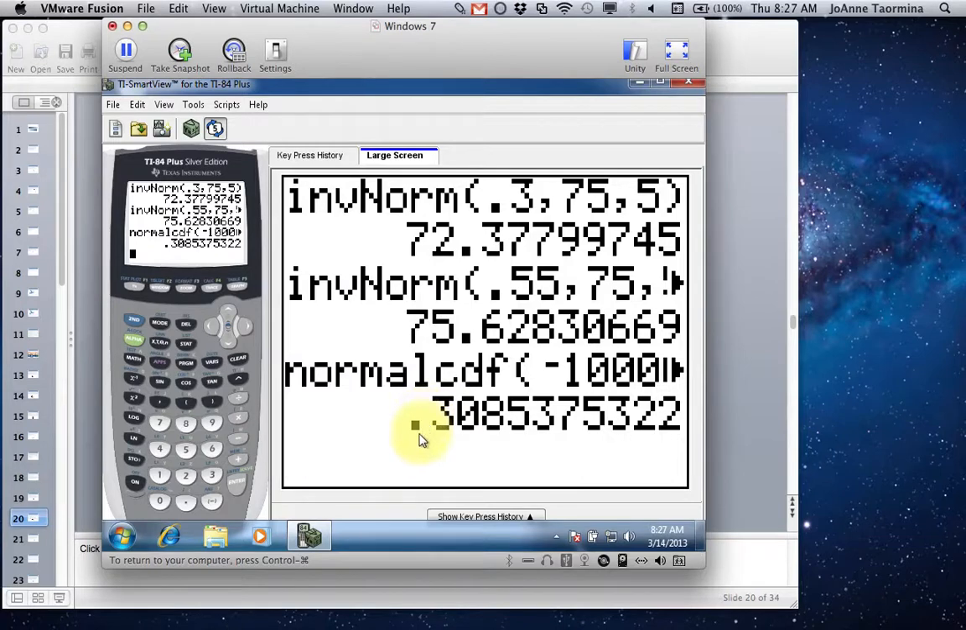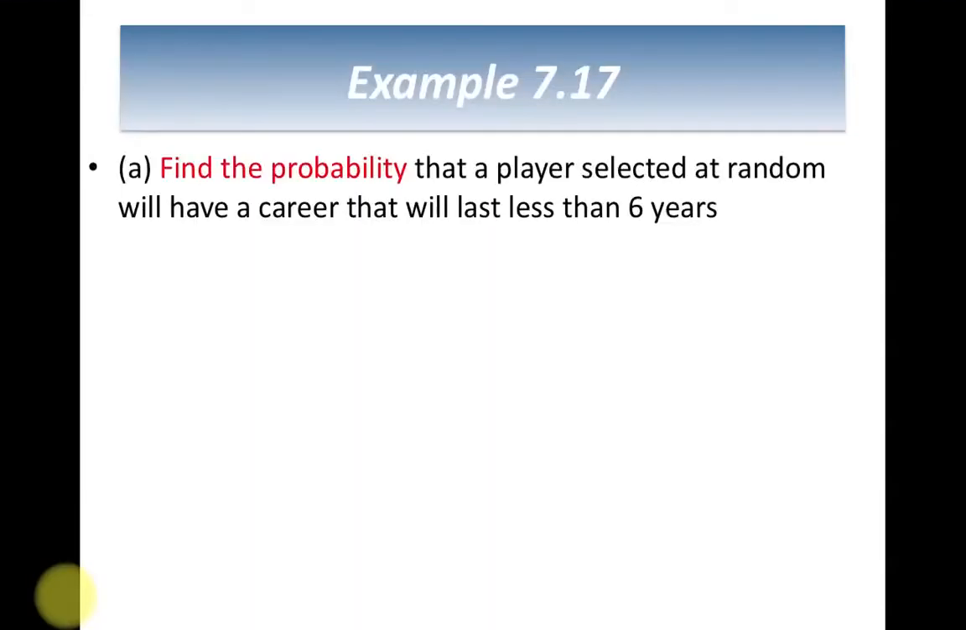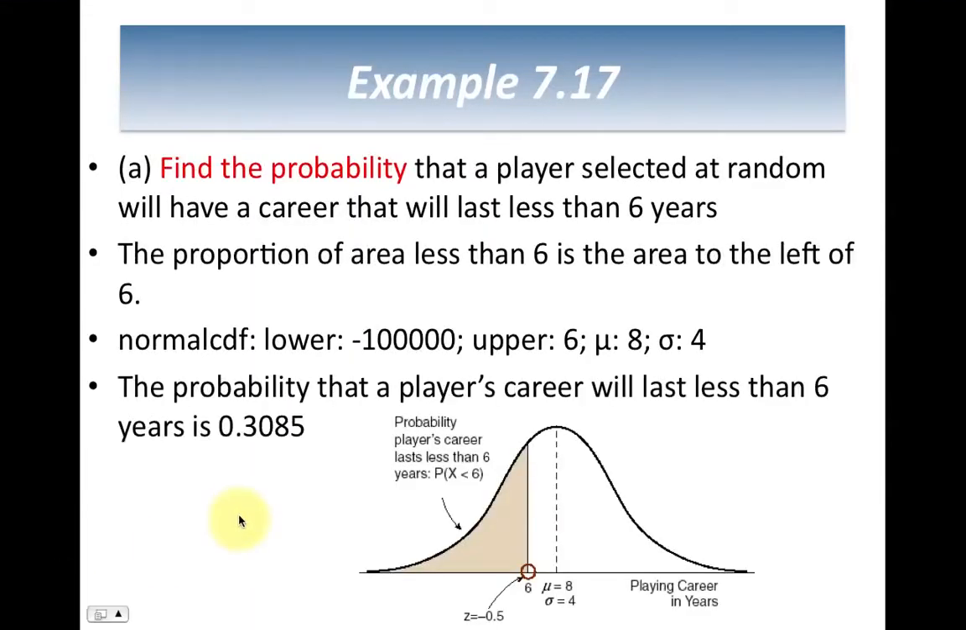Okay, so the proportion of area is 0.3085 when rounded to 4 places, and that's what we're going to do by convention. We're going to round to 4 places. So, the probability that a player's career will last less than 6 years is 0.3085. We could express this easily as a percent. It would be 30.85%. So this proportion of area.